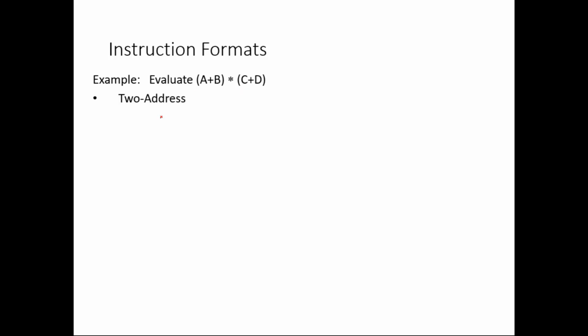The same instruction can be executed using two address format, something like this. Move r1 comma a. This will move the content of memory location a to the register r1. Add r1 comma b. This will add the content of r1 with the memory location b, and the result will be stored in r1. So now we have completed a plus b. Similarly c plus d also will be done.